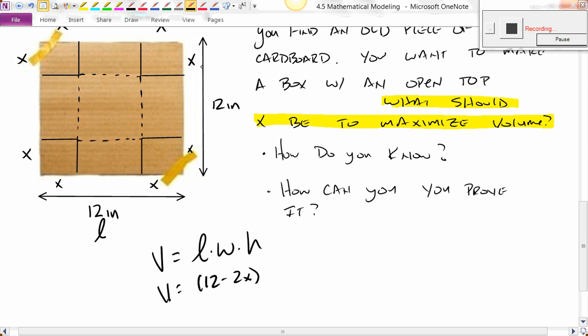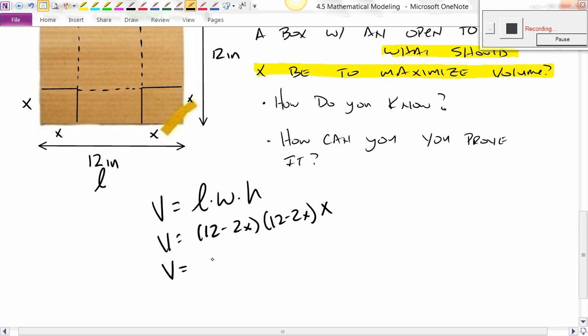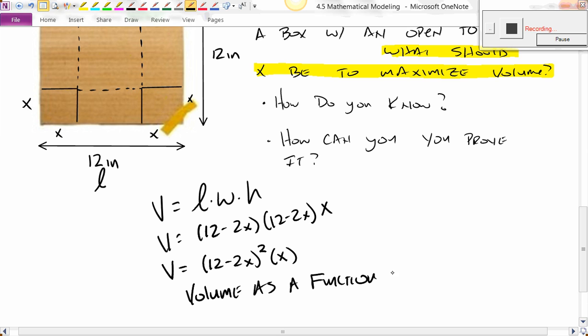Well, it turns out that's also the width, since this thing's a square. So the width is going to be 12 minus 2x as well. And then the height, when you fold these sides up, the height is going to be however much x is. So the height is x. So all of a sudden I have this nice little function. Volume is equal to 12 minus 2x squared, since there's two of them, and then times x. So here is a volume function of x. Volume is written as a function of x.